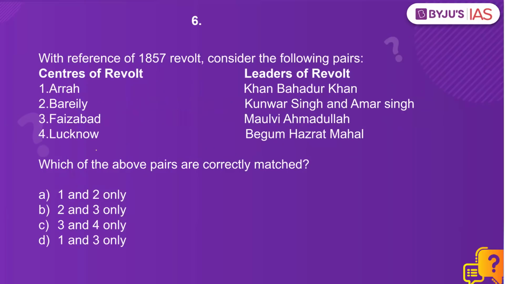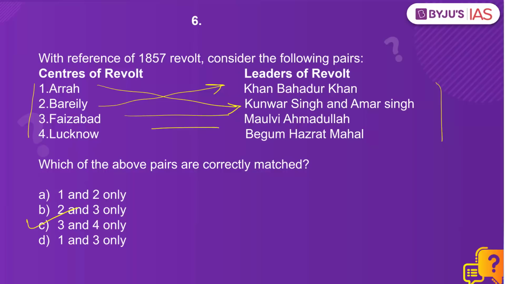Let's look at question number 6. With reference to the revolt of 1857, consider the following pairs. These are the centers of revolt. These are the leaders. In Arrah, it was Kunwar Singh and Amar Singh. In Bareilly, it was Khan Bahadur Khan. In Faizabad, it was Maulvi Ahmadullah. In Lucknow, it was Begum Hazrat Mahal. So 3 and 4 are correctly matched. C is the right answer.